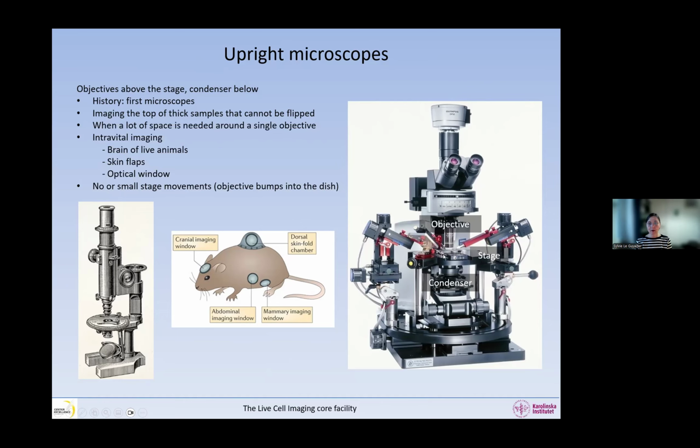The problem with upright microscopes is that the sample and the objective are on the same side of the stage, and so it's difficult to move the stage because the objective will bump into the dish. So there's little stage movement if you have a sample that is in a well, for example. If you have a slide, then no problem.